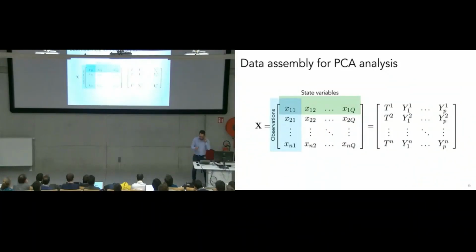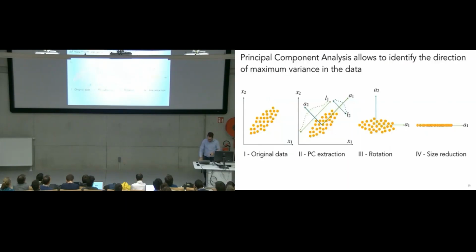Okay, so I will not have equations, but I just want to say how we assemble our matrices if you'll be using our codes. We have a state space that consists of temperature, pressure, compositions. So we assemble the data in this way: each row is an observation, and each column is a different state variable.